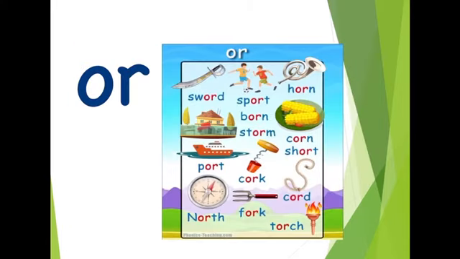Oh, yes. This is, shabab, sword. Sport, horn, porn, storm, corn, short, board, cork, cord, north, fork, torch. Okay, shabab, we have to read all these words at home many times to learn. OR is OR. Sword, sport, horn, porn, storm, corn, short, port, cork, cord, north, fork, torch.